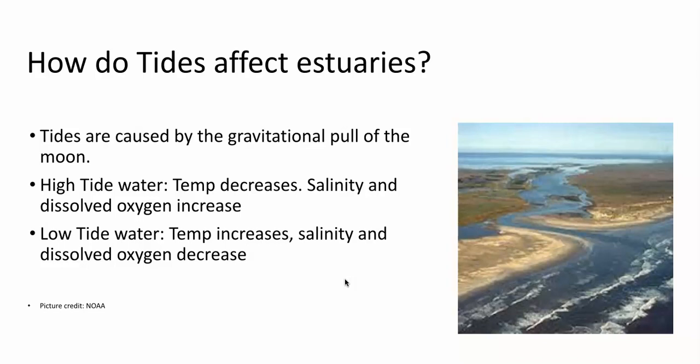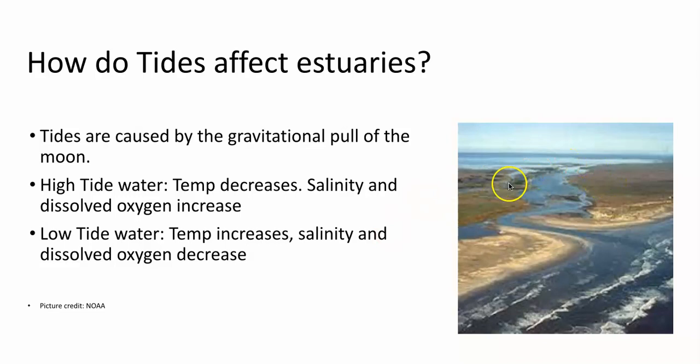So at high tide, your temperature is going to decrease because ocean water is colder than river water. Your salinity and dissolved oxygen increase because colder water holds more dissolved oxygen. And then at low tide, you have the opposites. Temperature increases because your river water is warmer, and so you have less ocean water up there.